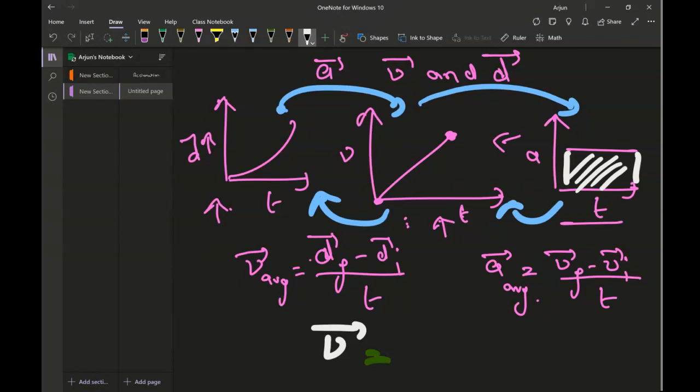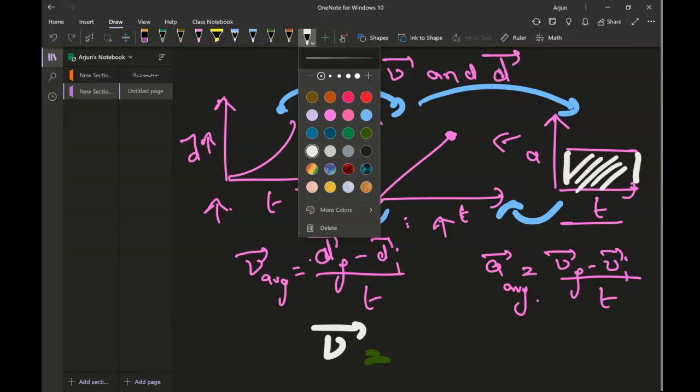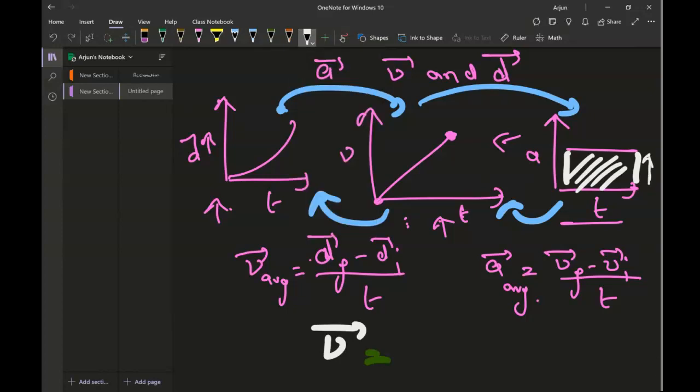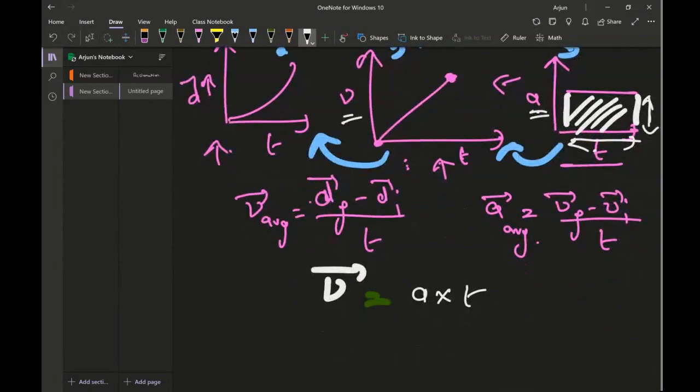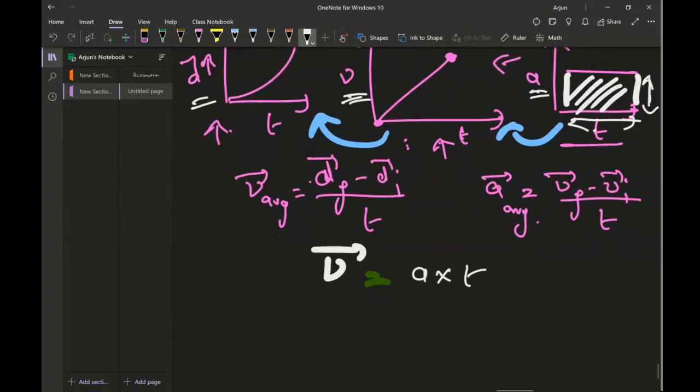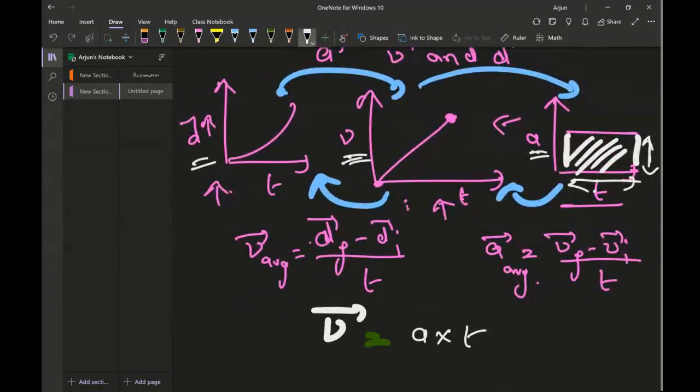I'll just make a formula by looking at the graph. So what is the area of this graph? That is the height times the width. This becomes the height and this becomes the width of the graph. So a times t will be the velocity if I'm trying to find the velocity using the acceleration time graph. And in the same way, if we are trying to find out the displacement using the velocity time graph, I'll again use the area under the velocity time graph.